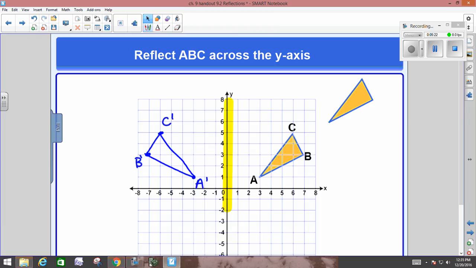Once you found your 3 points, make sure you label them, but then connect the dots so that you get a triangle. Your triangles should appear congruent to each other. Reflections are isometric. They'll keep them congruent.